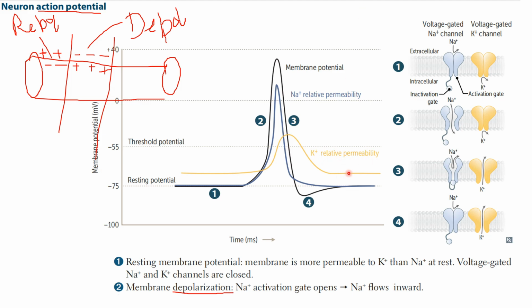You can also see the potassium relative permeability. This permeability is more at the resting potential, when it's going from the resting potential to the threshold. You can see the membrane is more permeable to potassium ions, as they have mentioned here also. It's more permeable to potassium than to sodium ions at rest. And as soon as it reaches the high potential, we can see more sodium permeability than potassium.